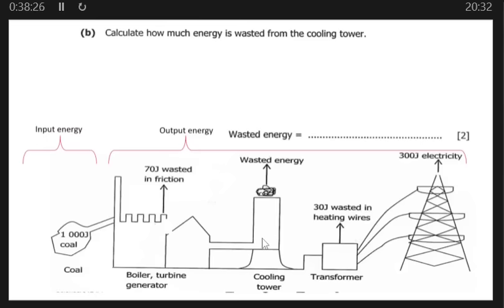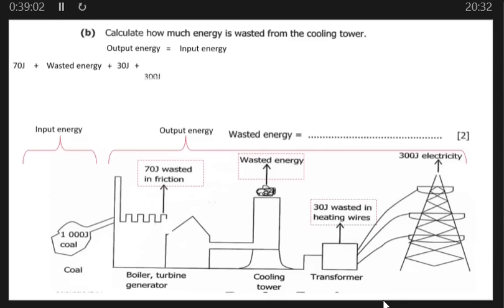And what you should know is that the energy input is always equal to energy output. So to be able to calculate the energy wasted, we must come up with the equation where we say output energy must be equal to input energy. On the output energy side here, we have 70 joules, then we have this wasted energy here, then we have this 30 joules, then we have this 300 joules there. And this should equal what was put in, which is 1,000 joules.